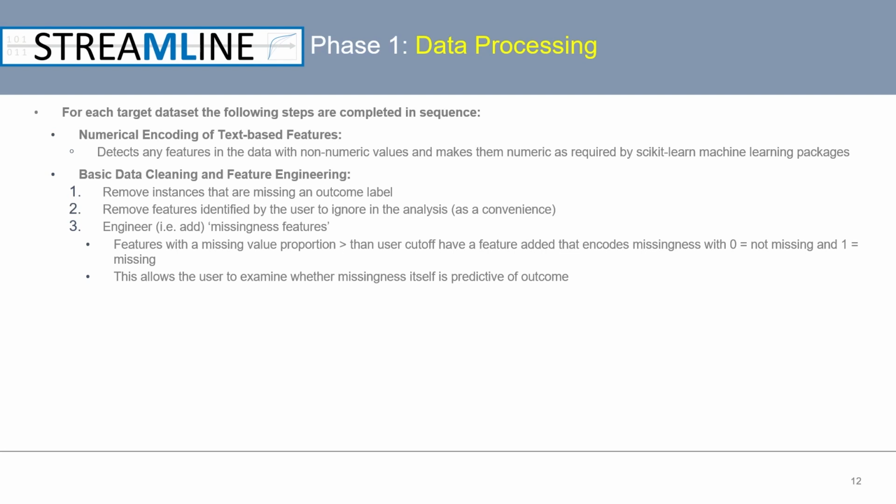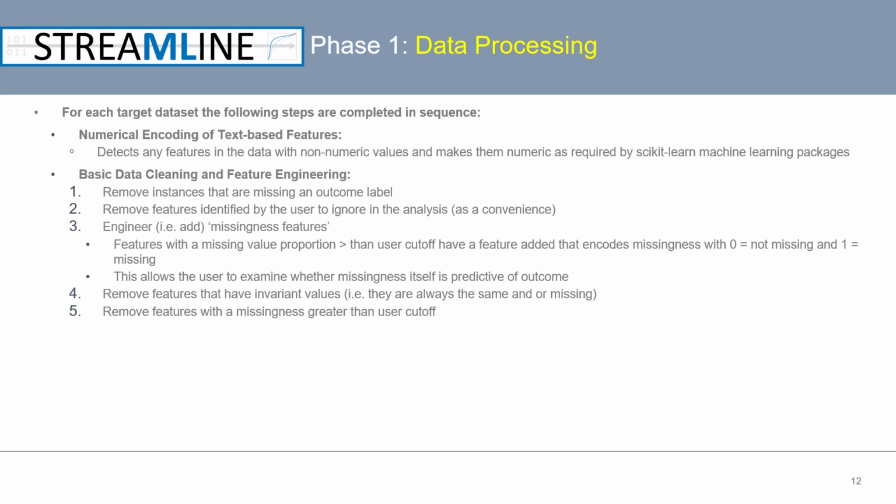For this, any feature with a missing value proportion greater than a user-defined cutoff will have a new feature added to the dataset that encodes missingness, with 0 indicating the value is not missing and 1 indicating it is missing. This allows the user to examine whether missingness itself is predictive of a target outcome. Fourth, STREAMLINE will remove features that have invariant values. In other words, all values of that feature are always the same or are always missing.